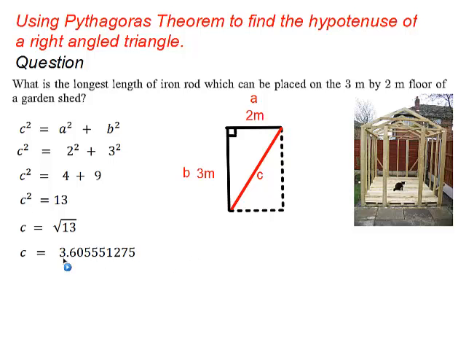So this is in metres, 3 metres. The first two decimal places then are centimetres. So if I'm going to round this off to 2 decimal places, I look at the third one. It's 5 or above, so I'm going to round this one up to 1. The 2 decimal places, C is 3.61 metres.